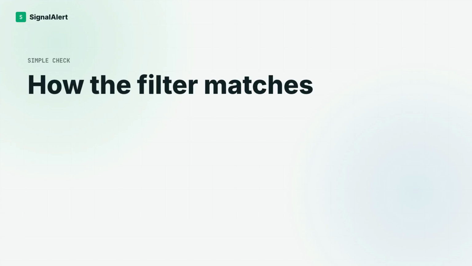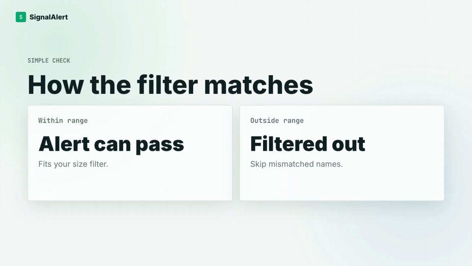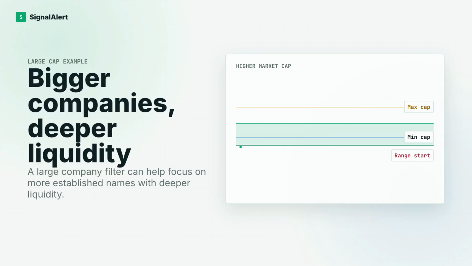Traders usually talk about small cap, mid cap, large cap, and sometimes mega cap stocks. The exact cutoffs can change depending on the data source, but the idea is easy. Market cap helps you sort companies by size before you look at the chart. Why does that matter? Because company size can change the personality of a stock.